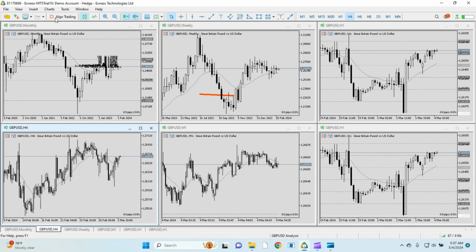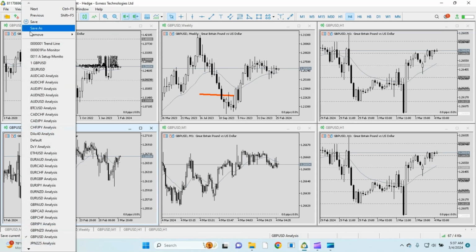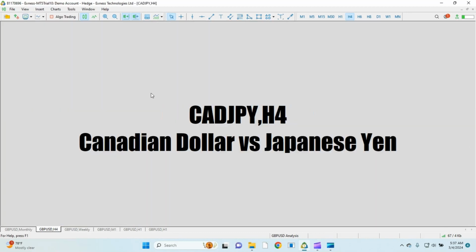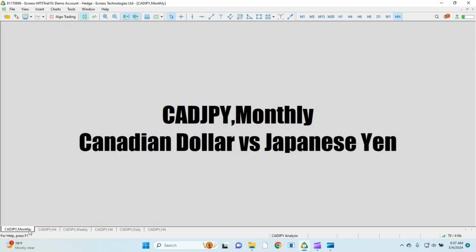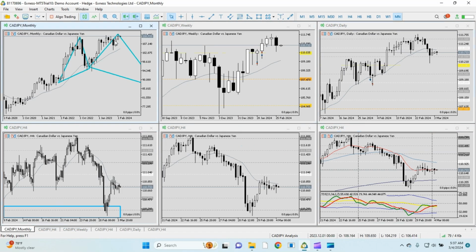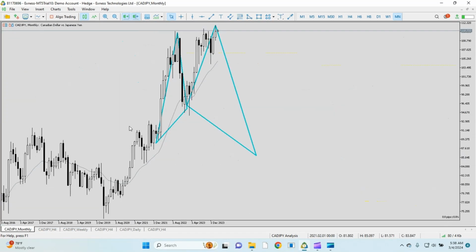Let me see if we are going to see that pattern. CADJPY. So you see, I'm using the monthly chart. You see here how I made the prediction. If you look here, you will see a pattern. This pattern is something that is common. This is almost a butterfly pattern, or you can say it's an M pattern.